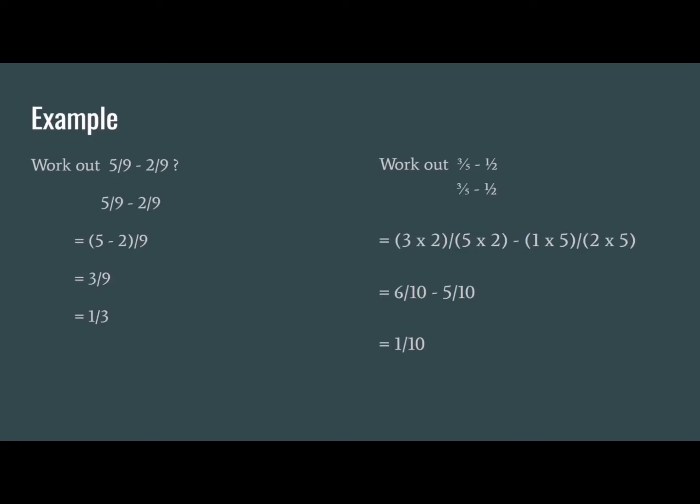2. Work out 3 over 5 minus 1 over 2. We make the denominators the same by taking 3 multiplied by 2 over 5 multiplied by 2 minus 1 multiplied by 5 over 2 multiplied by 5 equal 6 over 10 minus 5 over 10, and we got the final answer is 1 over 10.